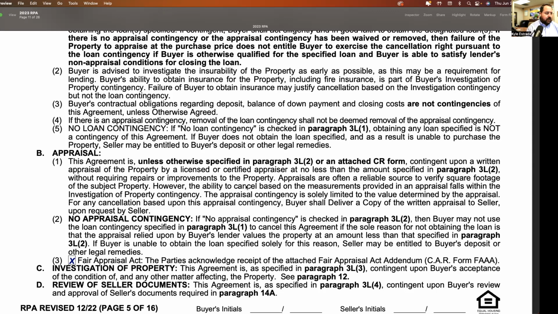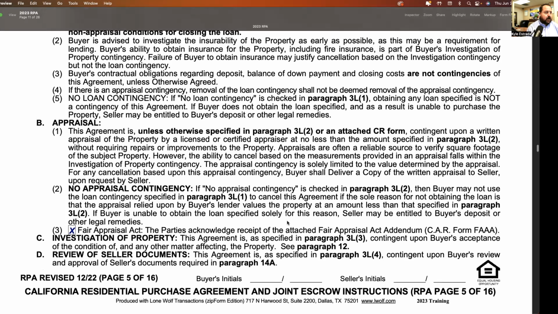Let's see. If no appraisal contingency is checked, the buyer may not use the loan contingency specified in 3L1 to cancel this agreement if the sole reason is not obtaining the loan. We've gone over that in the loan contingency. Okay, so keep in mind, again, going back to that tactic of no appraisal contingency, think about the position you put your buyer in when you're writing those offers.